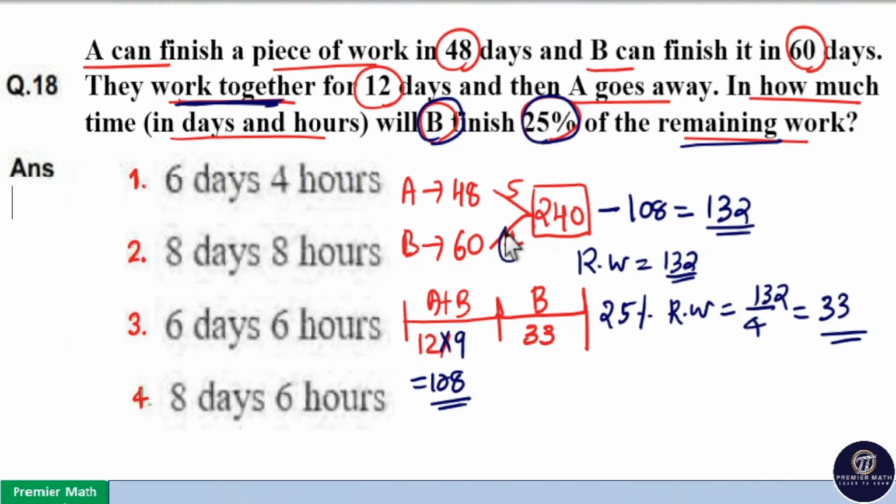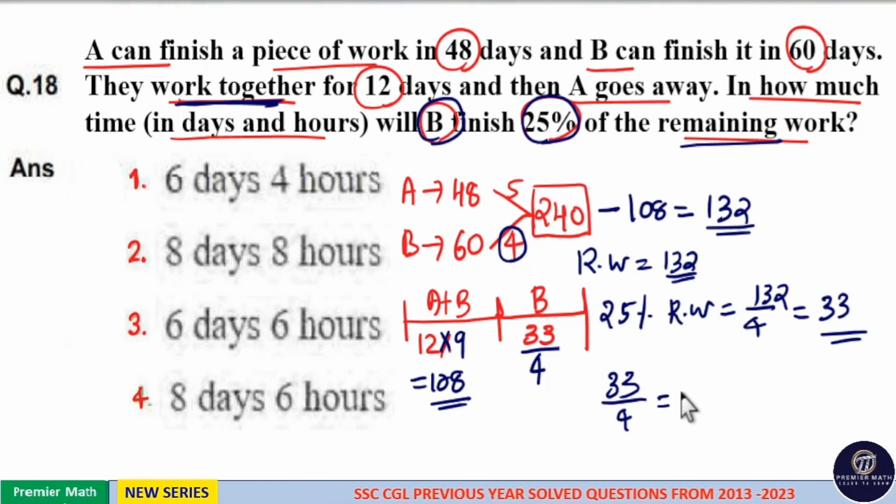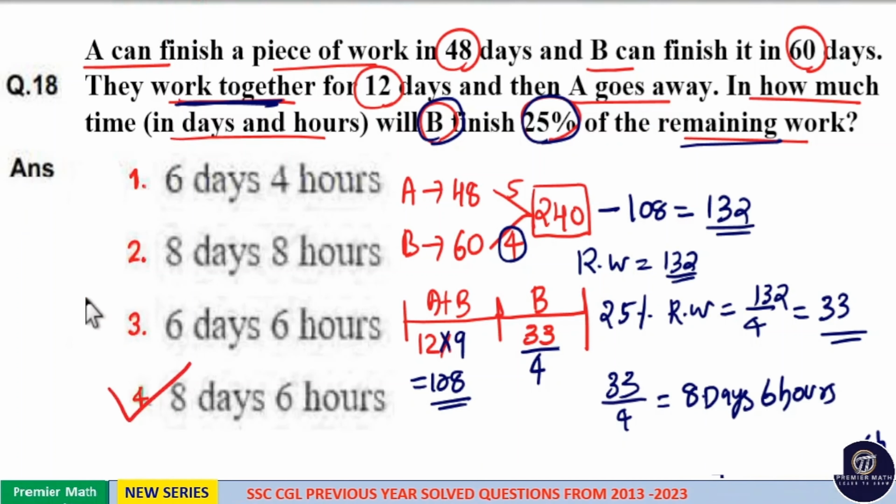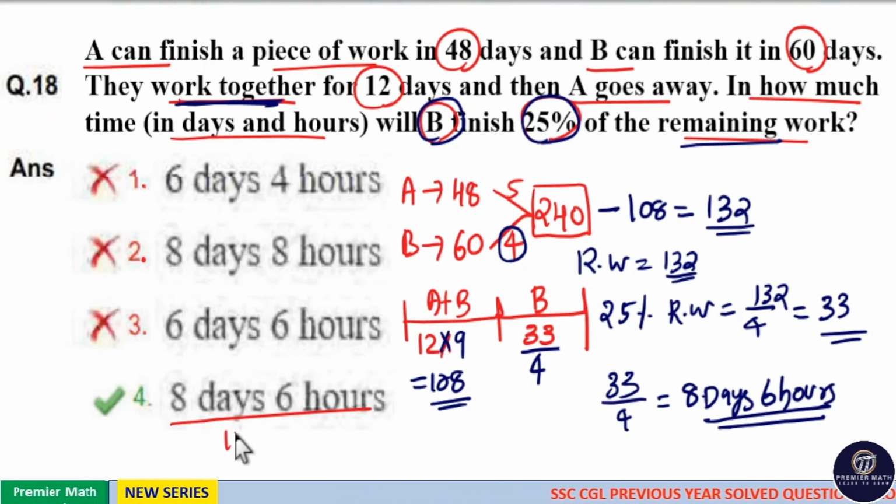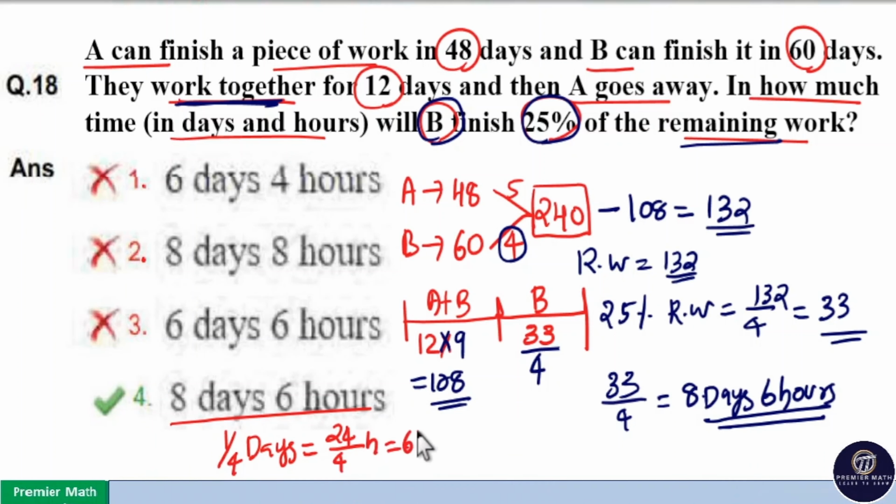B can finish 4 units of work in a day. So 33 units will be finished by B in 33 by 4 days. That is 33 by 4, which is equal to 4 goes 8 times in 32, remaining 1 by 4. So 1 by 4 days means 6 hours. 8 days and 6 hours. So here the answer is option 4. 1 by 4 days means 24 by 4 hours, which is equal to 6 hours.